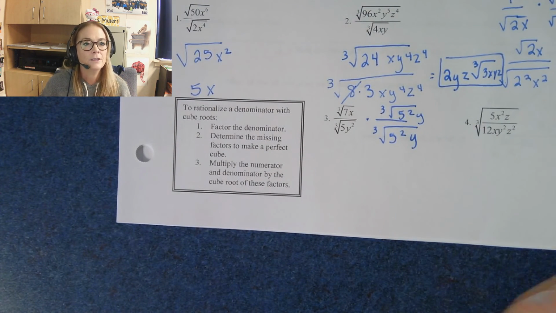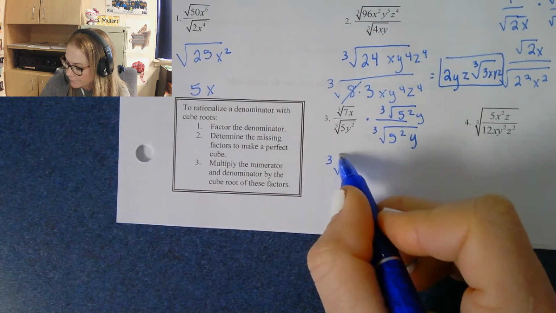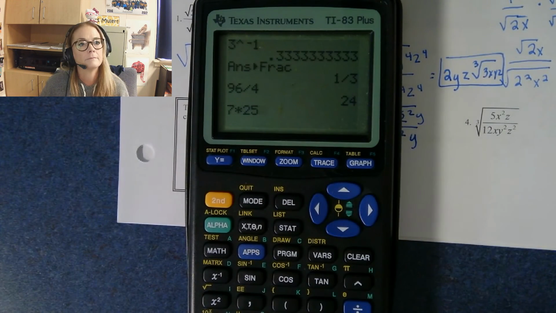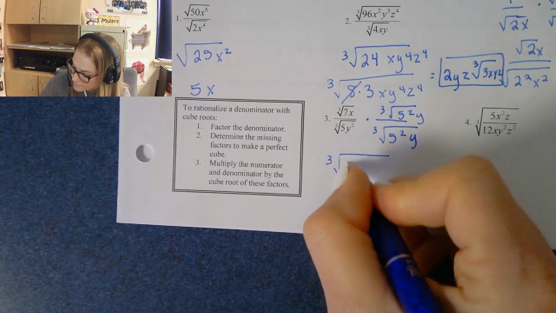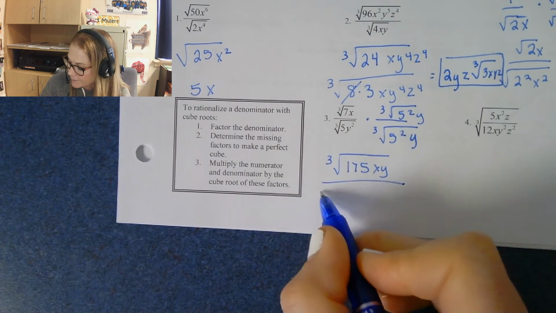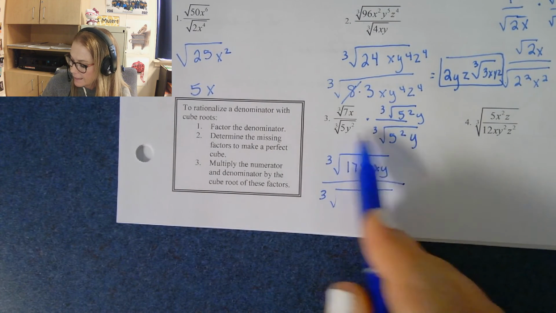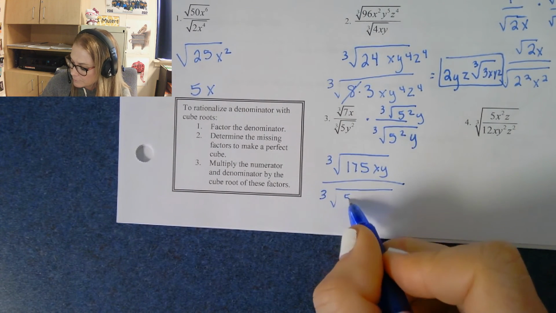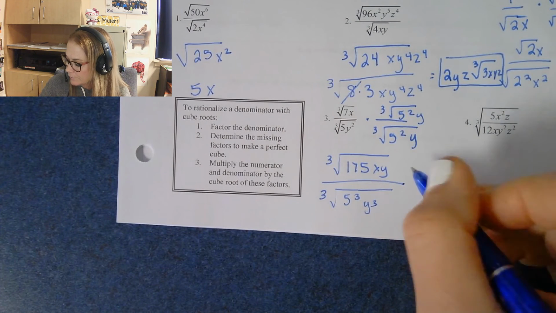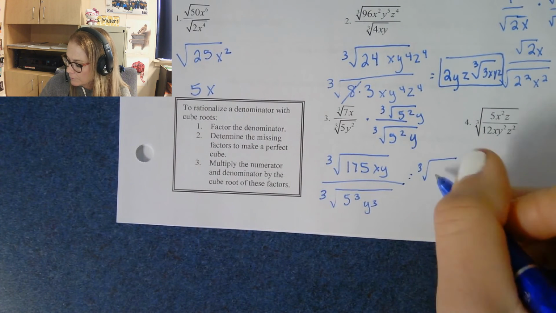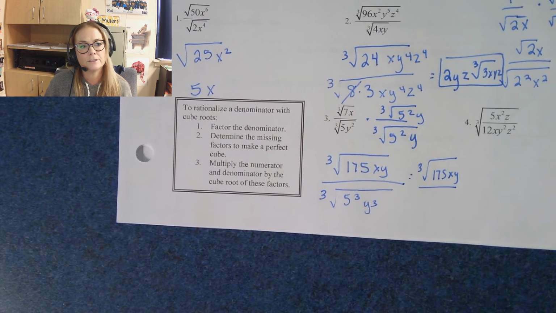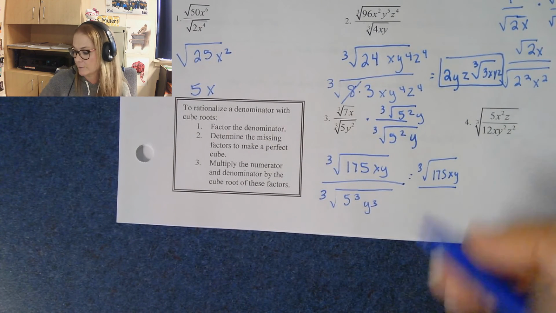And here we go. So up top, just throw it all together. This is 7 times 25, it's just 175xy. But look what we've done on the bottom. We get 5, 5, and 5. That's 5 cubed. Y, y, and y. That's y cubed. So that's just going to be the cubed root of 175xy over the cubed root of 5 cubed y cubed. Cubed root and the power of 3 just negate their inverses, and you're just left with the base. So that's 5y.